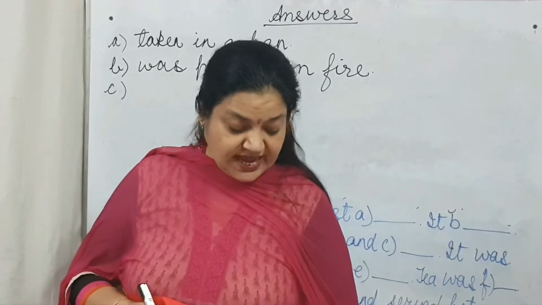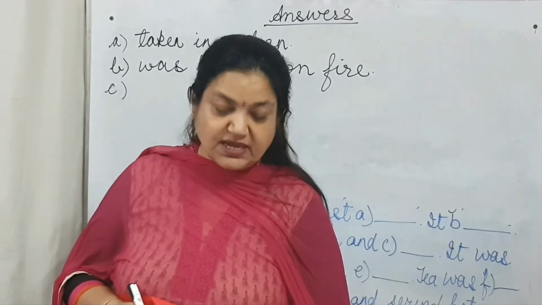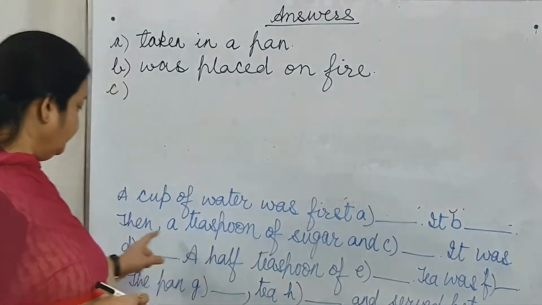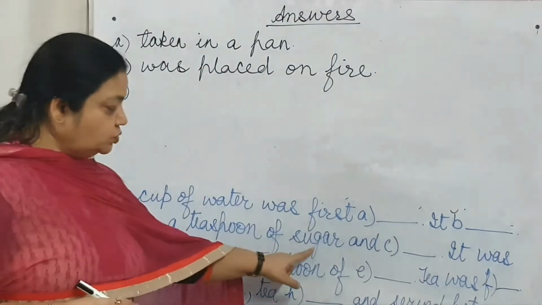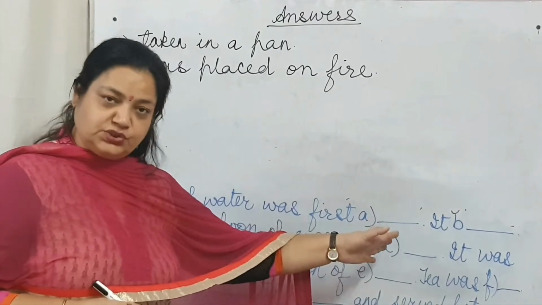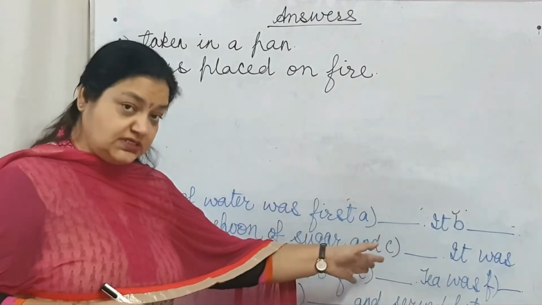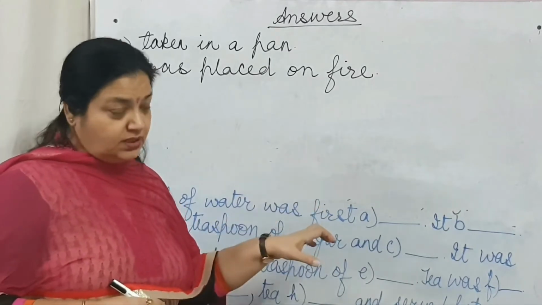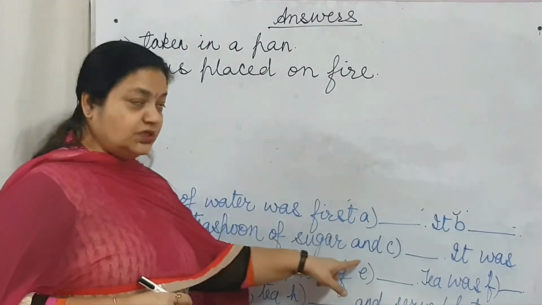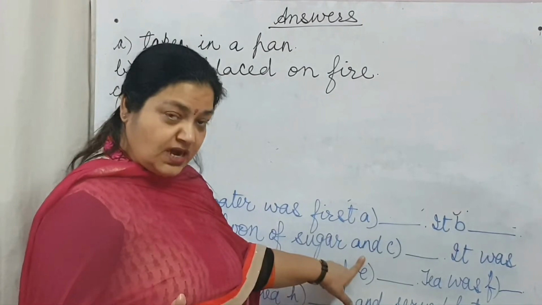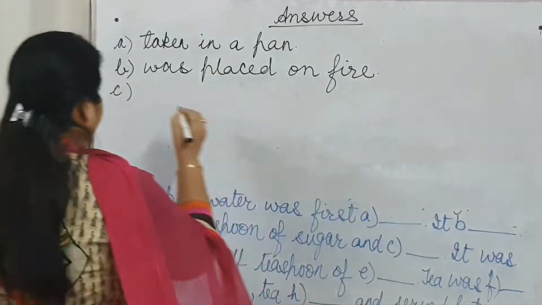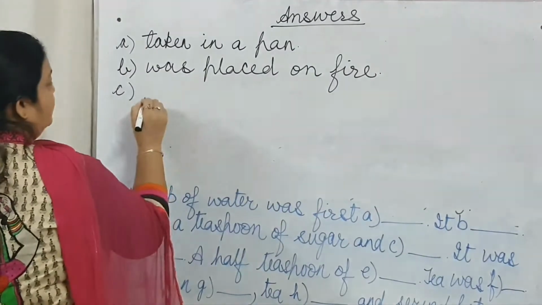Third instruction, add 1 teaspoon of sugar and some cardamom seeds. And the third blank says, then a teaspoon of sugar and seed dash. There is no mention of cardamom seeds and what is done to them. So we have to write that fully. A teaspoon of sugar and some cardamom seeds were added.